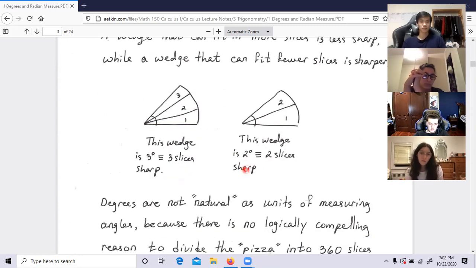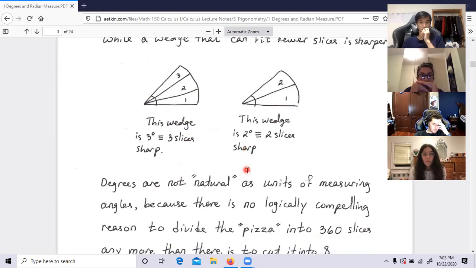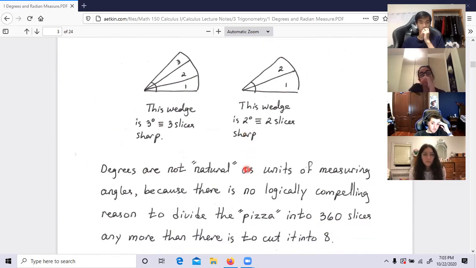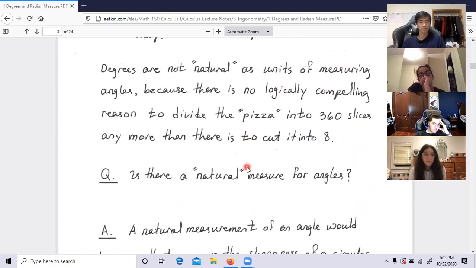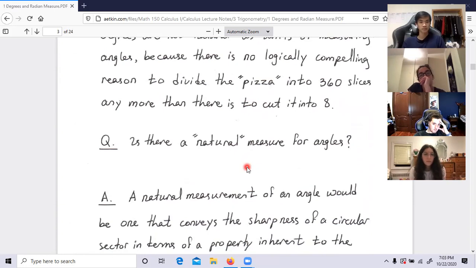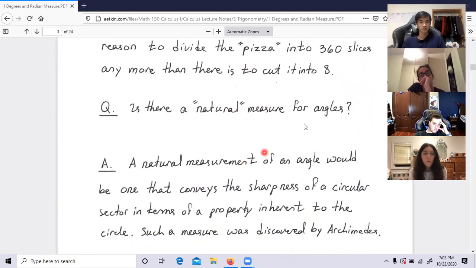Good? Now, degrees, because of that, are not natural. Do you understand why not natural? Because there is no logical reason why you are forced to slice the pizza into 360 parts. Good? So that's not a natural way to measure angle. What is a natural way to measure angles? Well, that's called radian measure. And you have to get very familiar and think about it in calculus, it's much easier.